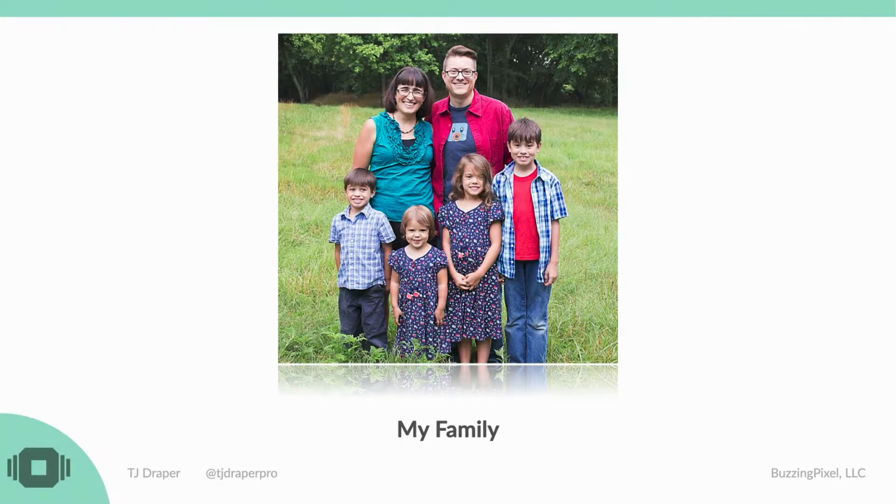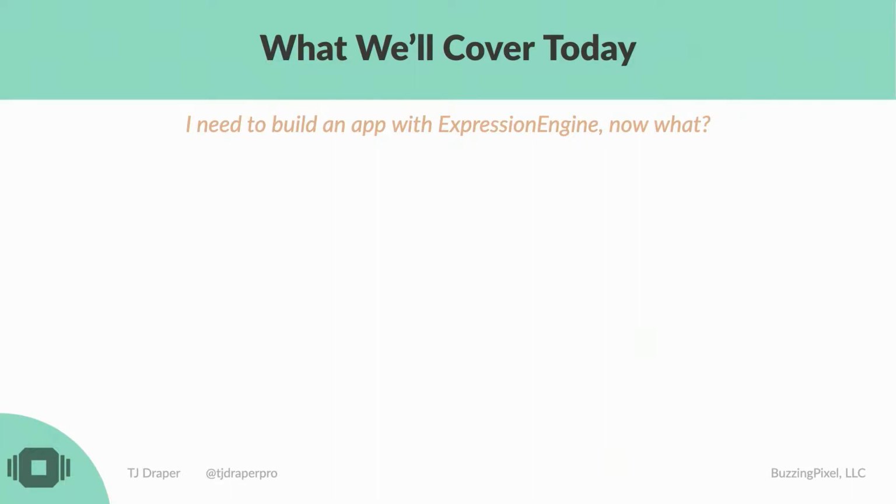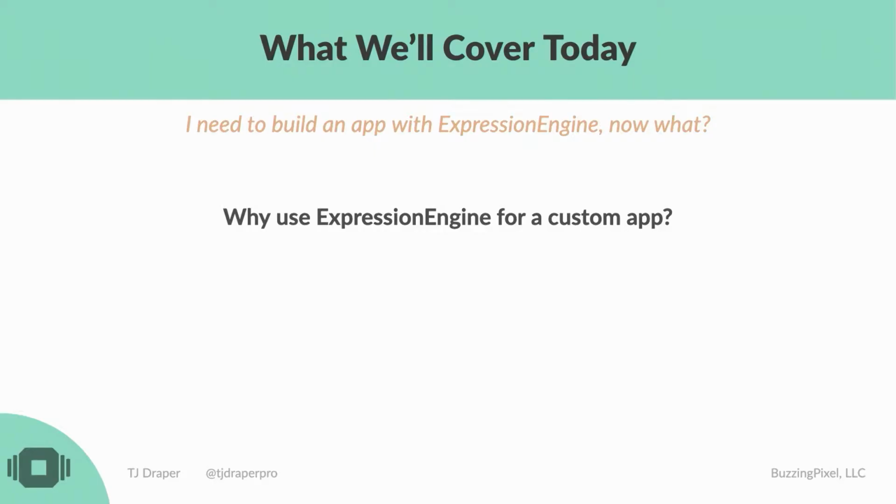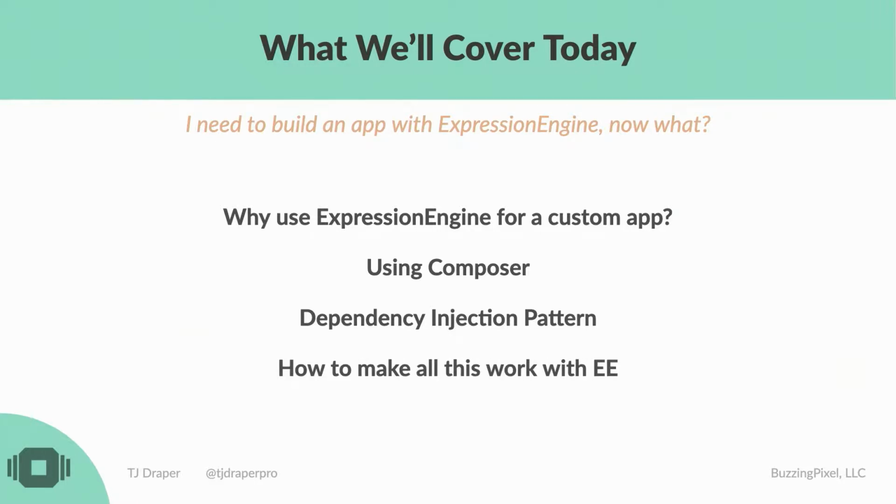So the things that we're going to be covering today are why you might want to build an app using ExpressionEngine. And by app, I really mean something more than just some HTML and templates, right? We're going to be talking about how to accomplish that using something called Composer. Many of you have probably heard of it, maybe some of you haven't. We're going to talk about the Dependency Injection pattern, which I feel very strongly about and is a very important pattern in custom app development. And then we'll talk about bringing this all together with Executive and making it work in ExpressionEngine.